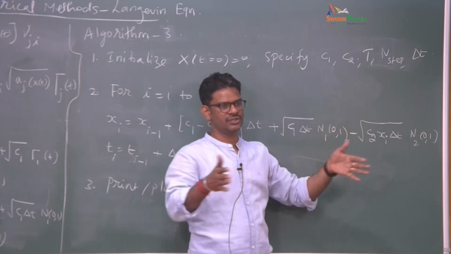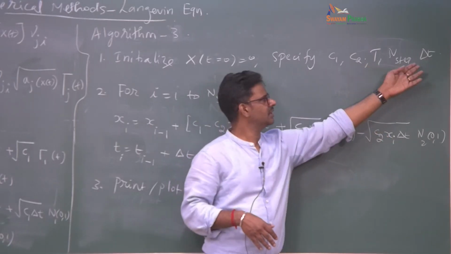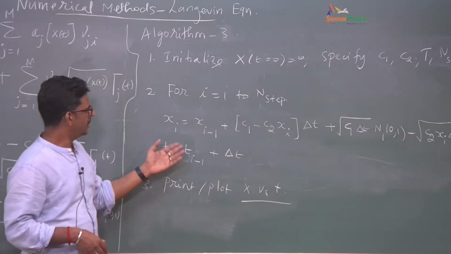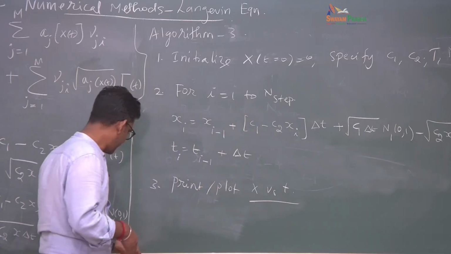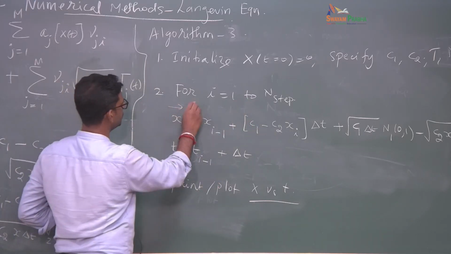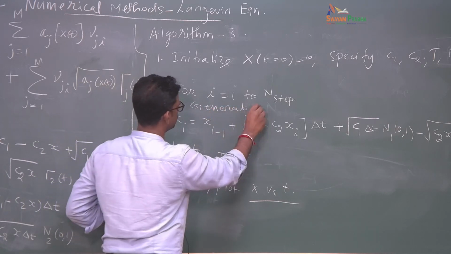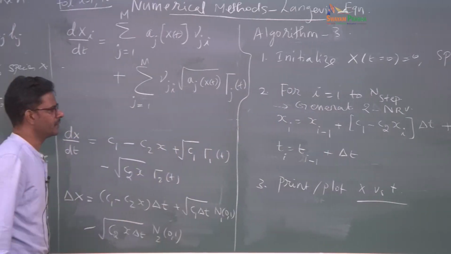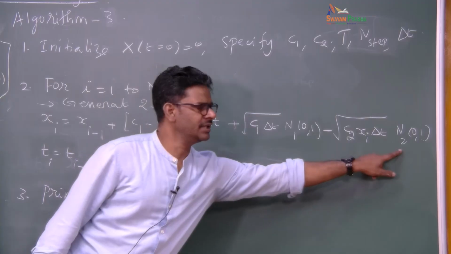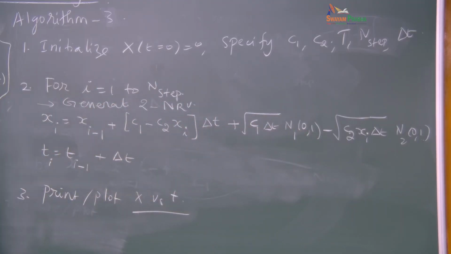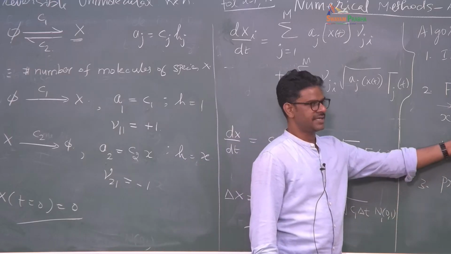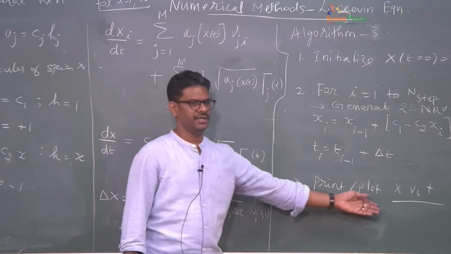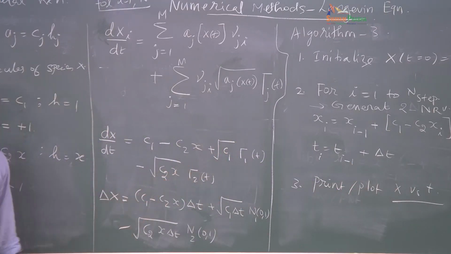Then you can write an algorithm: initialize it, specify the rate constants C1, C2, choose how much time you want to simulate this problem, choose the number of steps, accordingly delta t is chosen, and then you run a for loop from step 1 to n step. If you want to add, you can have one statement here saying generate two normal random variables, because there are two reactions, you need two of them. One will be used here, another one will be used here, and then you get the change in delta x, and that is added up here, update the time, and this loop will go on till n step. Then you can print the trajectory.